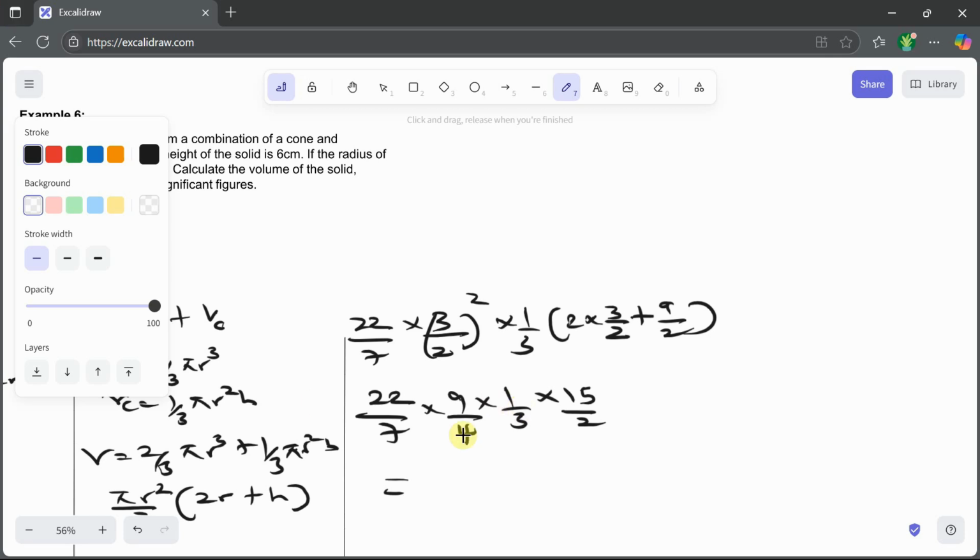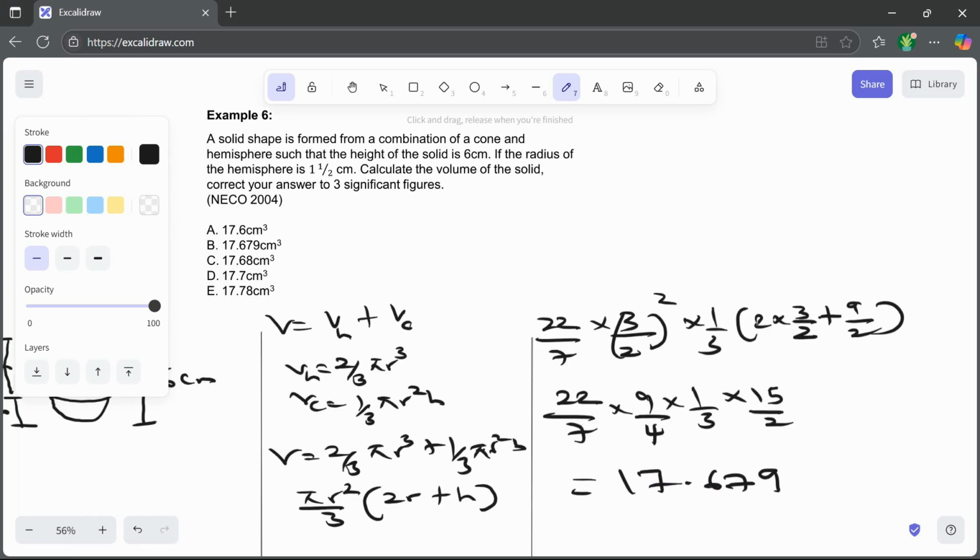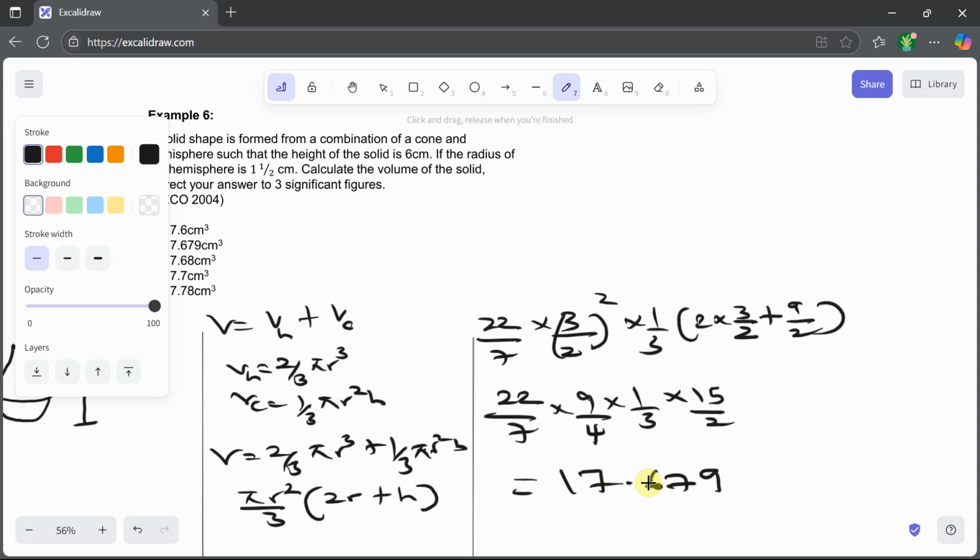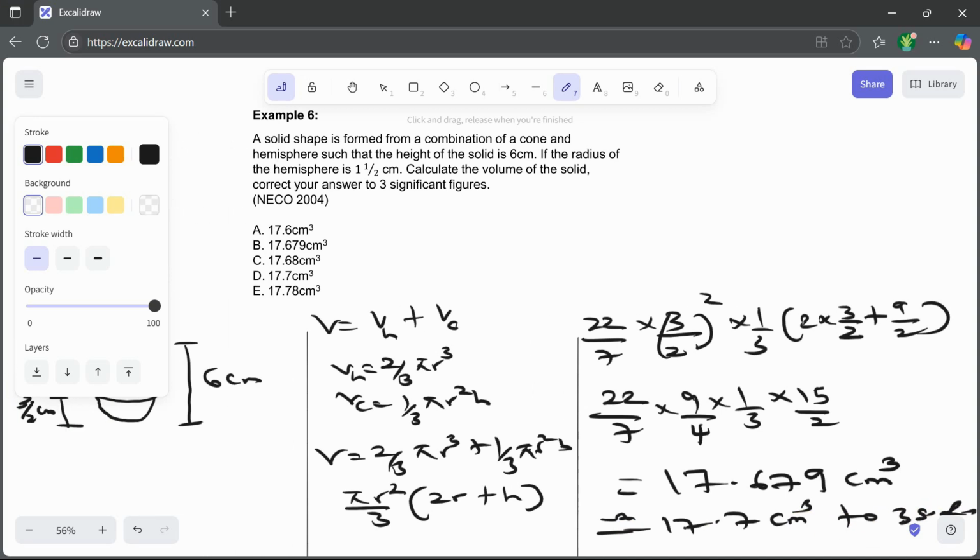So this gave me 17.67. Let me see how many significant figures we should use. We should use 3 significant figures. So this is significant figure 1, significant figure 2, significant figure 3. Because the next digit is greater than 5, that will add 1 to it, and that will give me 17.7 centimeter cubes, approximately, to 3 significant figures, and that will be option D.